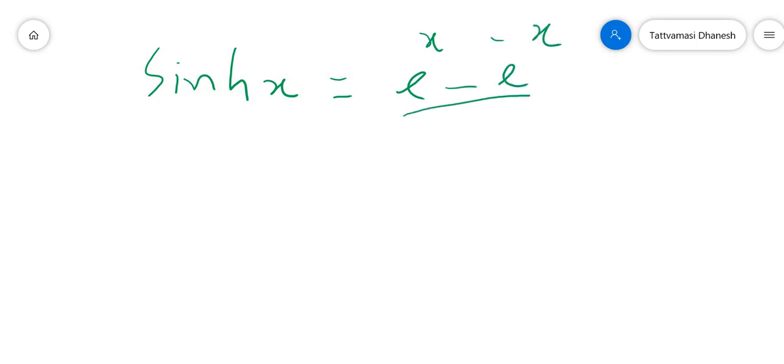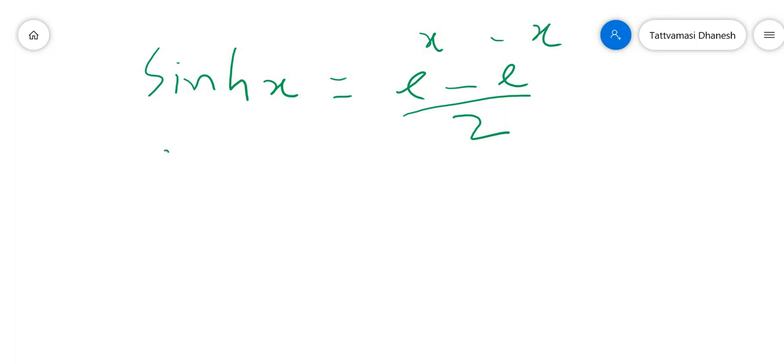You are familiar with sine, cos, tan. Those are all trigonometric functions. After that, you come up with hyperbolic sine, hyperbolic cos, and hyperbolic tan. The hyperbolic sine we call sinh x. The formula for sinh x is e raised to x minus e raised to minus x, divided by 2. This is the formula for sinh x.